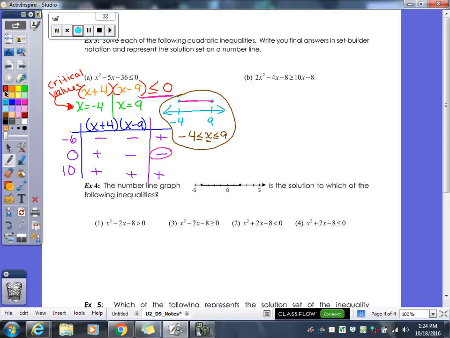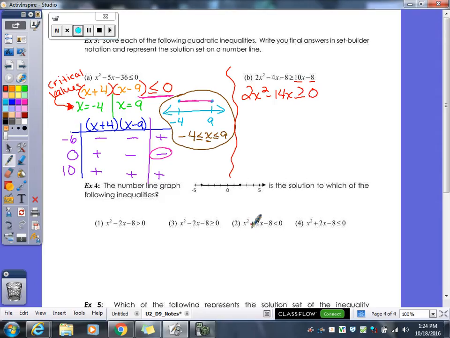This other example is going to have different shading. Let's try this one. So for B, we need a 0 over on our right side. So I need to move my 10x and my 8. When I subtract my 10x over, I get a 2x squared minus 14x. What happens with our 8? They cancel. So then it's just greater than or equal to 0.